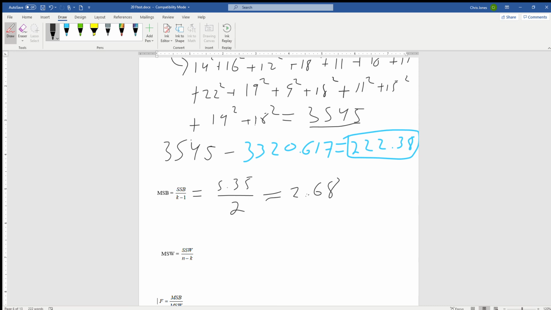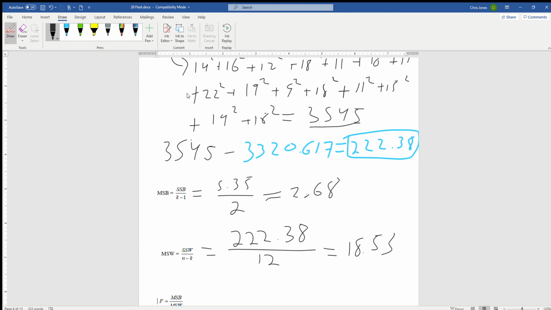Next we're going to take SSW, which is 222.38, and divide that by n minus k. Remember, n was 15 and k was 3, so that's 15 minus 3, which is 12. So 222.38 divided by 12 is going to be 18.53.